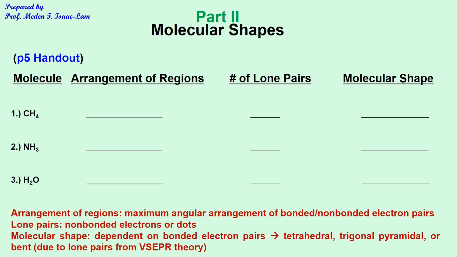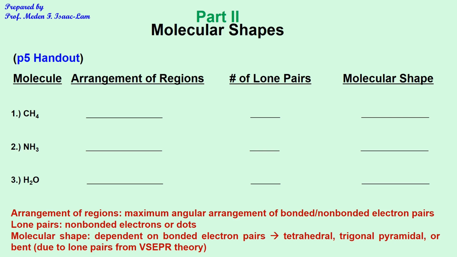The molecular shape will be dependent on the central atom, and then it's going to be dependent on the bonded electron pairs. So there are going to be 3 types of molecular shapes in this page, and those are tetrahedral, trigonal pyramidal, like a pyramid, or bent. It's going to be bent or trigonal pyramidal because of the lone pairs, coming from VSEPR theory. That's valence shell electron pair repulsion theory.